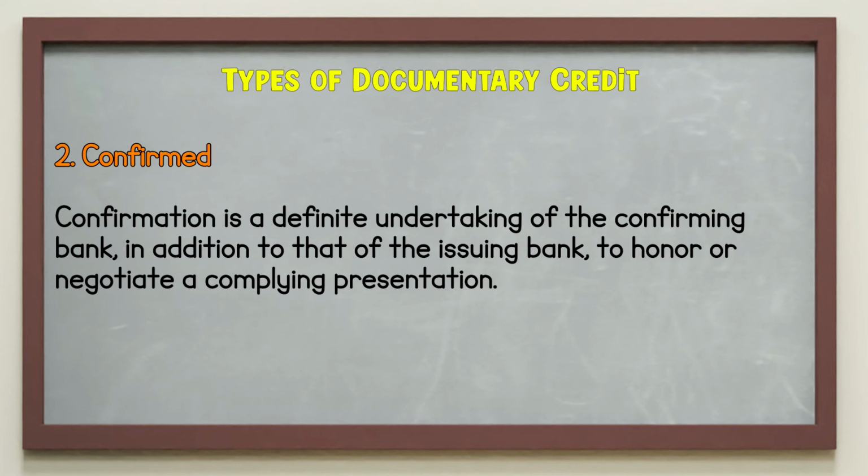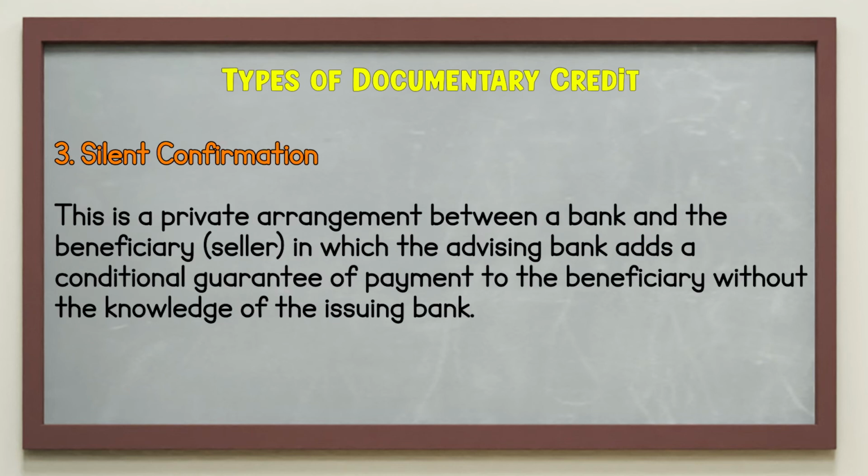Number 2, confirmed. Confirmation is a definite undertaking of the confirming bank, in addition to that of the issuing bank, to honor or negotiate a complying presentation. Number 3, silent confirmation. This is a private arrangement between a bank and a beneficiary, that is the seller, in which the advising bank adds a conditional guarantee of payment to the beneficiary without the knowledge of the issuing bank.